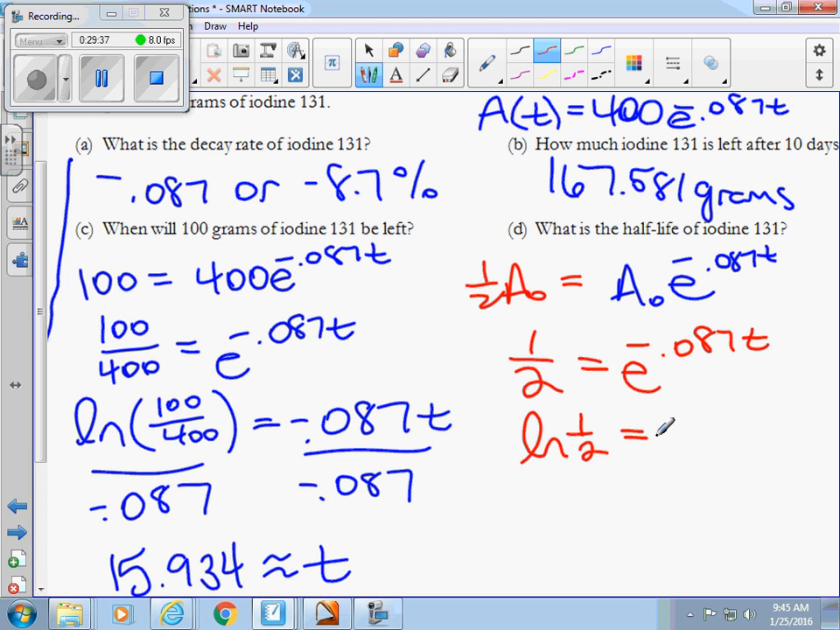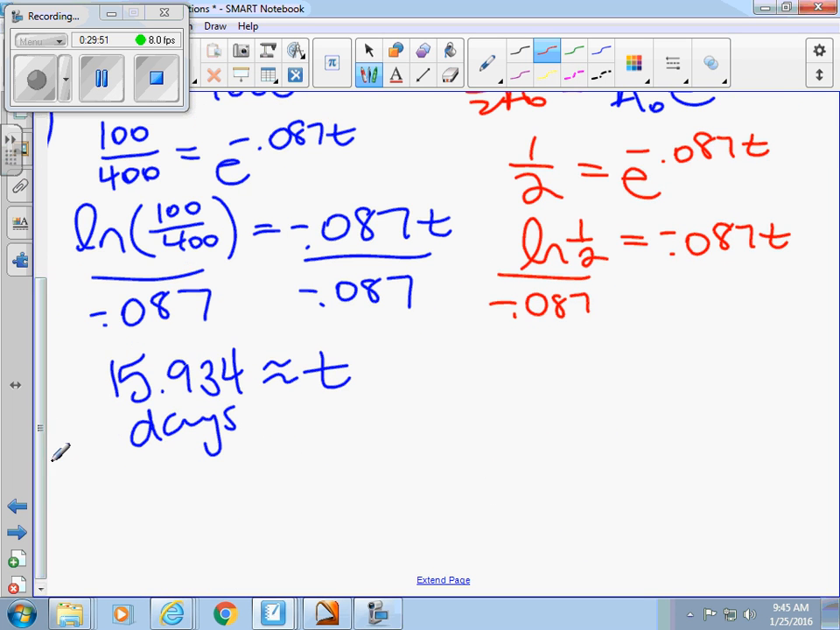Take the natural log of both sides. Divide by negative 0.087. Remember how I said there was a formula for doubling time? There's also a formula for half-lives. It's always natural log of a half divided by the rate. Again, I'm not going to make you memorize that formula, but it's good to know.